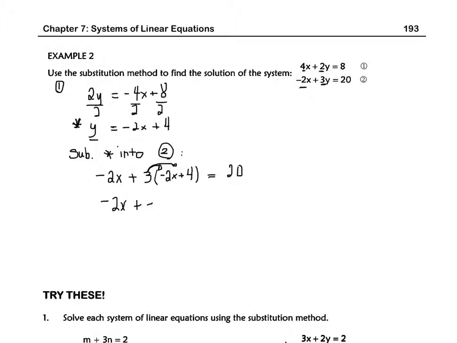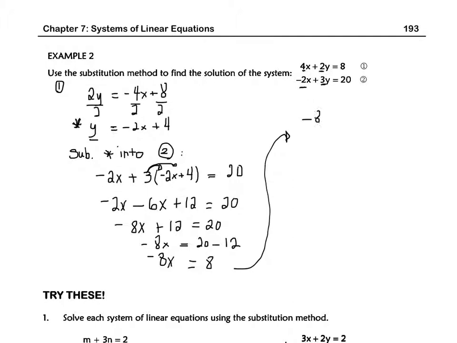So that's going to be plus a negative, so I can just say minus 6x, and 3 times 4 is 12. So this would be equal to 20. So then we've got negative 8x plus 12 equals 20. So negative 8x equals 20, take away 12, because you're isolating your term containing the variable. So negative 8x equals 8.